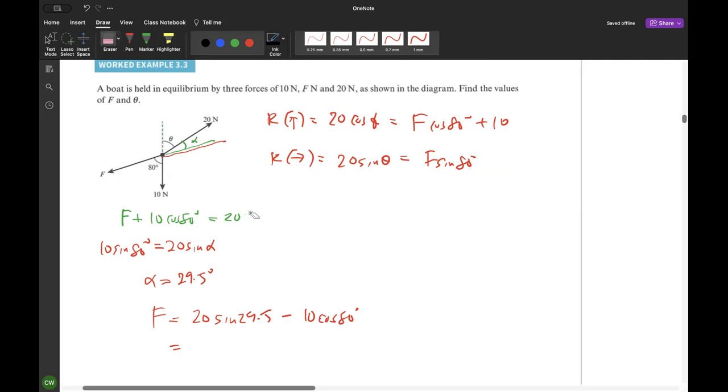Sorry, this is cos alpha. F, one more time. F is in this direction. 10 cos 80 is to the left. 20 cos alpha is upward. So F is 20 cos alpha minus 10 cos 80. 20 times cos 29.5 minus 10 times cos 80 gives 15.7.